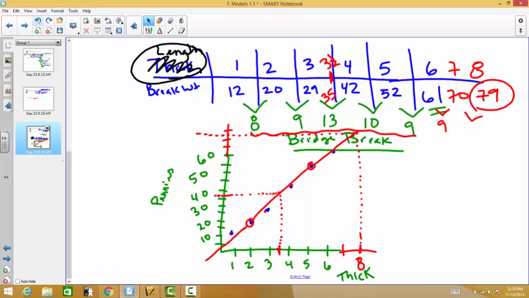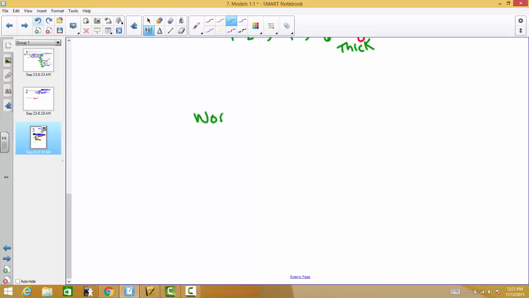Alright, so you have a sheet to work on, 7 through 17, skip 11 and 10D. Alright, good luck.